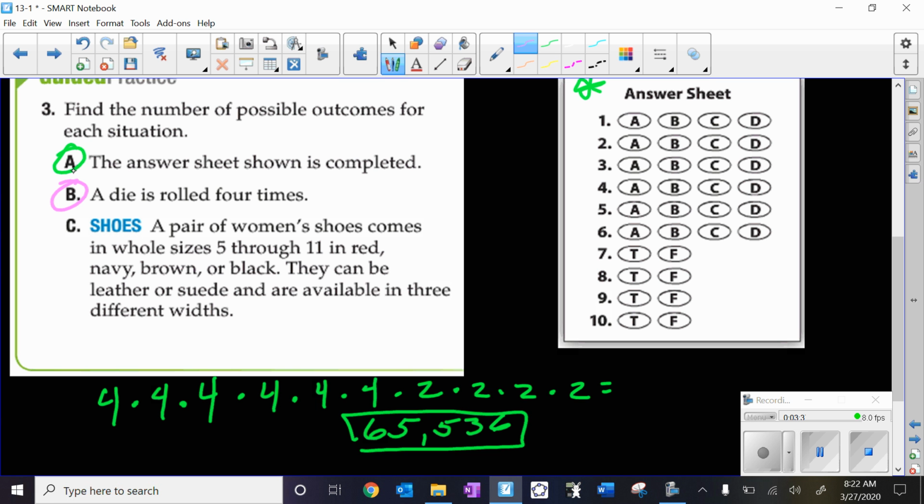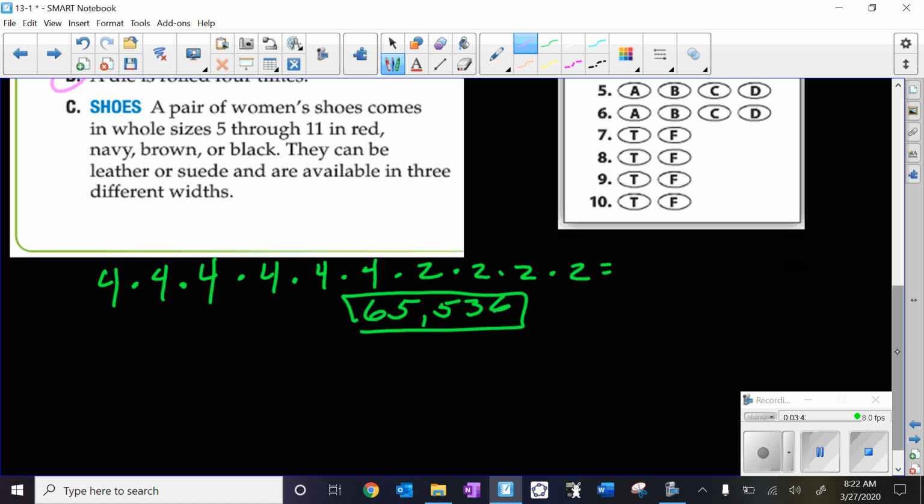Letter B, a number die is rolled 4 times. Well, on one roll, you have 6 options. On your second roll, you're still going to have 6 options, third and fourth. So if you multiply them all together, you would get 1,296.